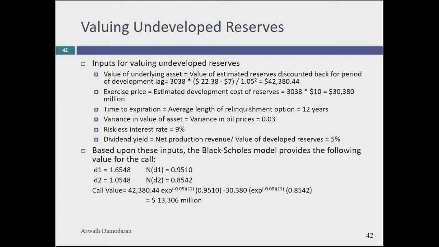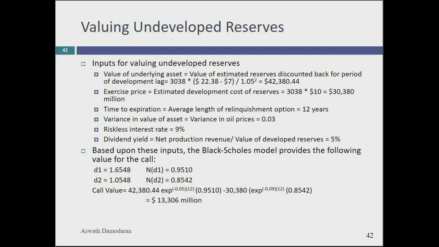What if I set the life of the reserves to 0 years? What's going to happen to the value of the option? It's going to go back to $12 billion. There are two things keeping this extra $1.3 billion afloat. The first is oil prices are volatile. The second is I have 12 years to decide when to develop the oil. So when you have undeveloped reserves, it's not just the level of oil prices that matters, it's the variance in that oil price that drives the extra premium on the option.